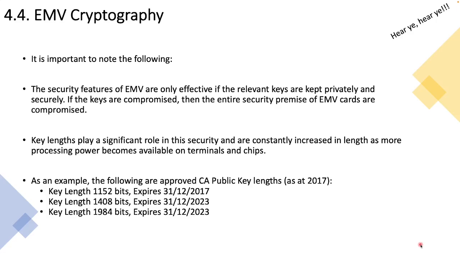So as an example, the following are approved CA public key lengths. This was from a manual that was published in 2017. You can see that they had a key set that expired in 2017. That is 1152 bits. We've got two key sets expiring at the end of this year, 2023. One is 1408, and the next one is 1984 bits. So you'll see that with each subsequent key that's issued, the key length actually increases.